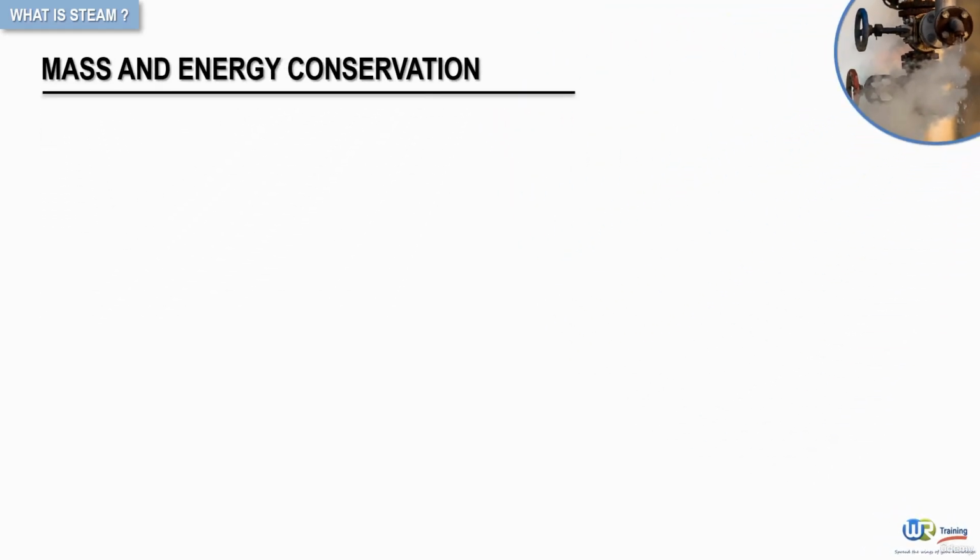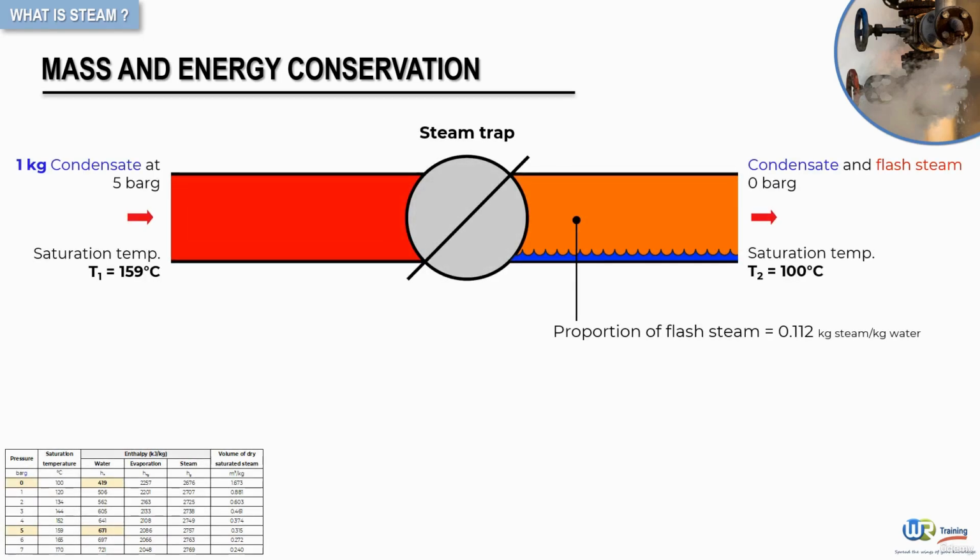The principles of the conservation of energy and mass allow the flash steam phenomenon to be thought of from a different direction. Consider the conditions in the previous example. We have seen that 1 kg of condensate at 5 bar gauge and 159 degrees Celsius produces 0.112 kg of flash steam at atmospheric pressure. This can be illustrated schematically in the next figure as seen here.